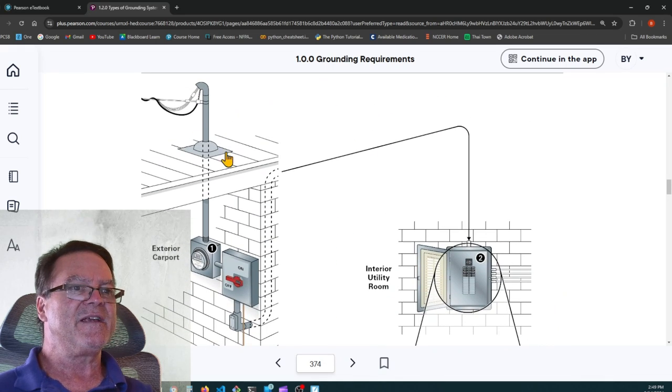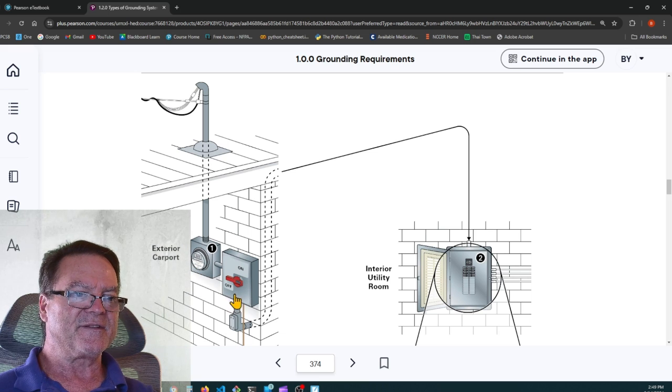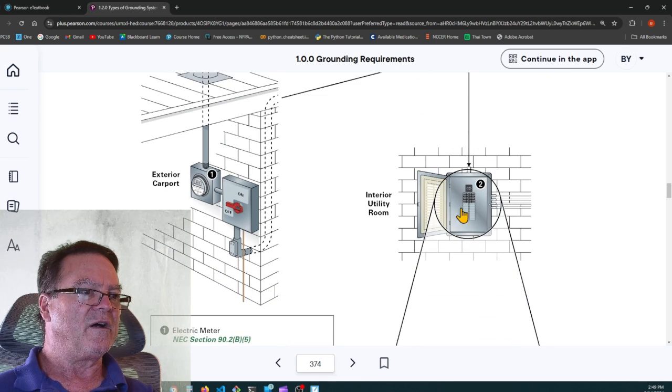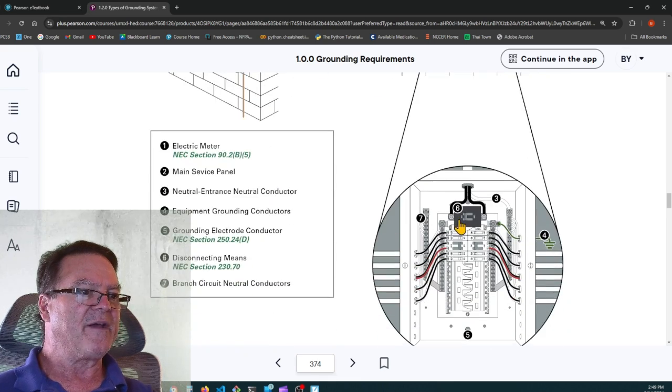All right. So here's the incoming service. Here's the weatherhead and the service mast coming down to the meter socket. There's a main disconnect on the outside of the house, and then the feeder is fed overhead to the top of the panel.